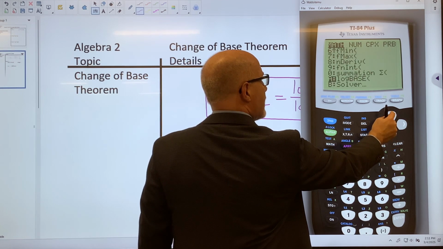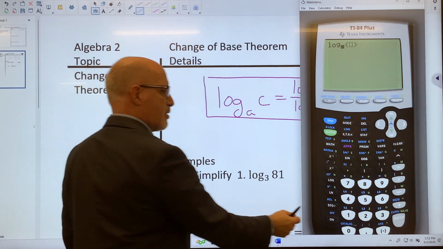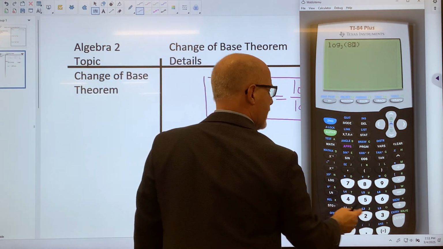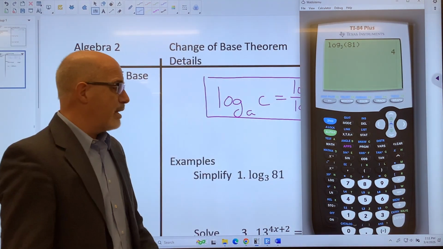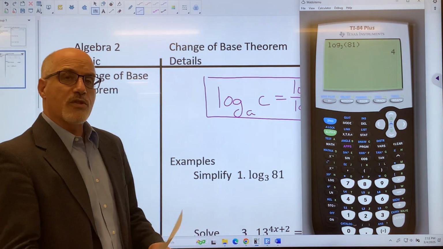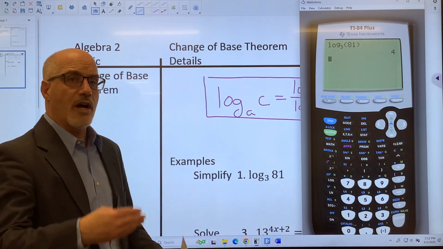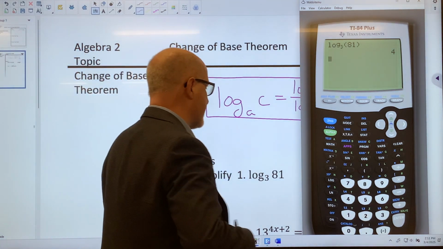So you can get this one and just put log base, and it allows you to put in a 3, and then you put in an 81, and you get the answer. You can do it and get a 4 out. Now, that's okay. You might even be able to do this one in your head. 3 to what power equals 81? The answer to a log is the exponent after all. And so if that's the case, you get 4 out as an answer.